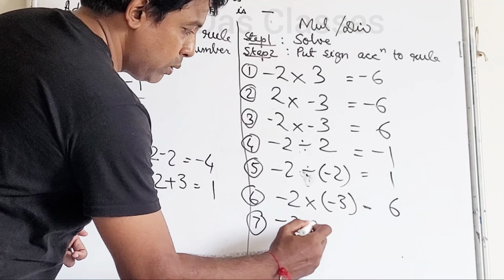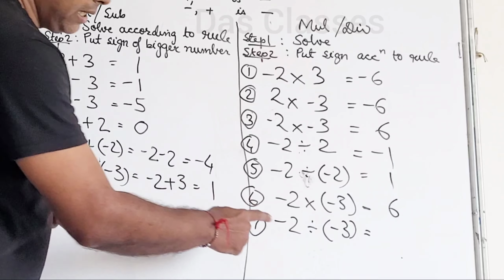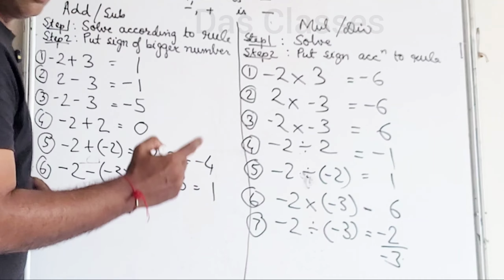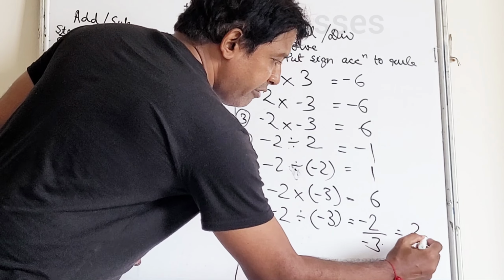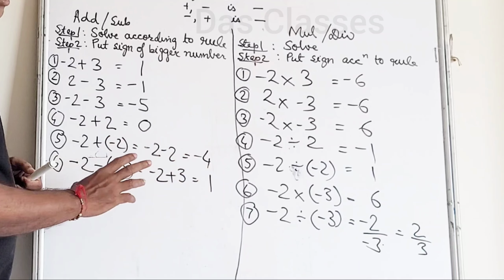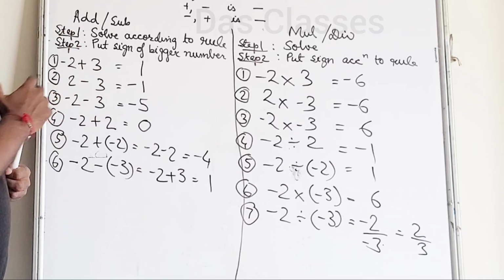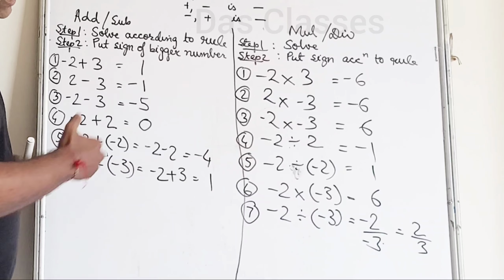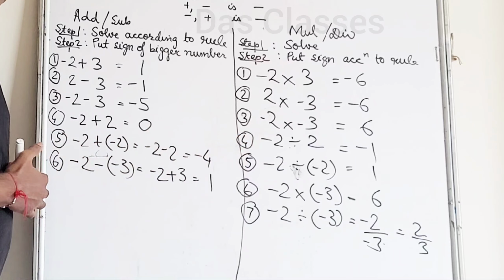Suppose this was the sum, 2 divided by minus 3. In that case, first of all, 2 divided by 3 is 2 upon 3, minus 2 minus 3. Now this is not divisible, so we'll keep it as it is, but minus minus plus, so the final answer is going to be 2 upon 3. So this is the difference between addition, subtraction and multiplication, division: in case of addition, subtraction, first according to the rule we solve and then put sign of the bigger number, while in case of multiplication or division, we first solve and then put sign according to the rule.